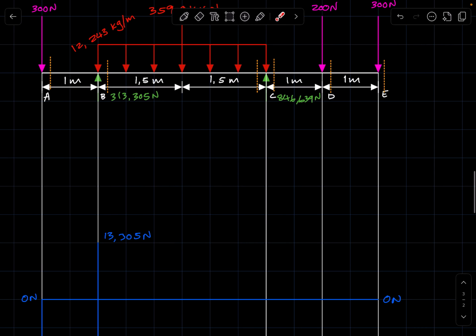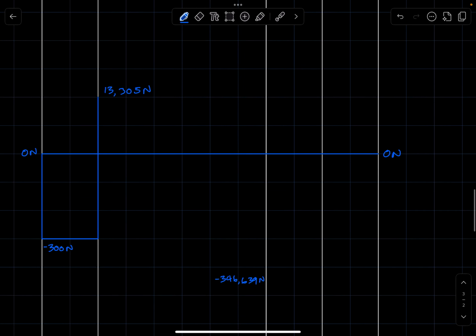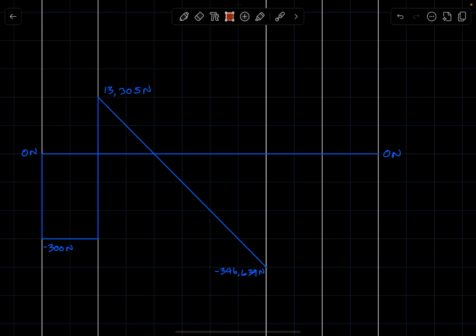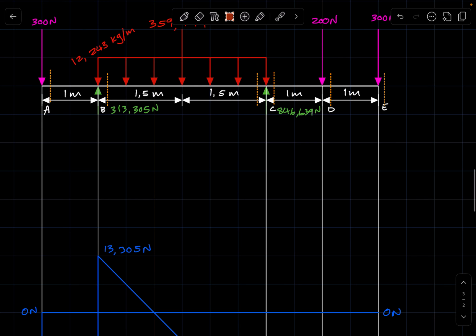Now, between A and B, we have a UDL, and the way we show that on the shear force diagram is by drawing a line that is diagonal to that point. Then move on to the next section.